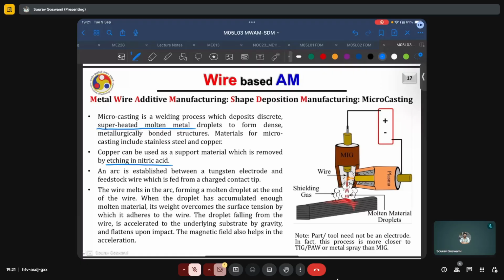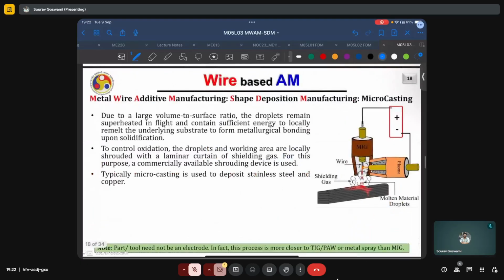While falling, the droplet is further accelerated by gravity and it flattens upon impact. The magnetic field also helps in the acceleration. Due to a large volume to surface ratio, the droplet will remain superheated in flight and will contain sufficient energy to locally remelt the underlying substrate to form metallurgical bonding.